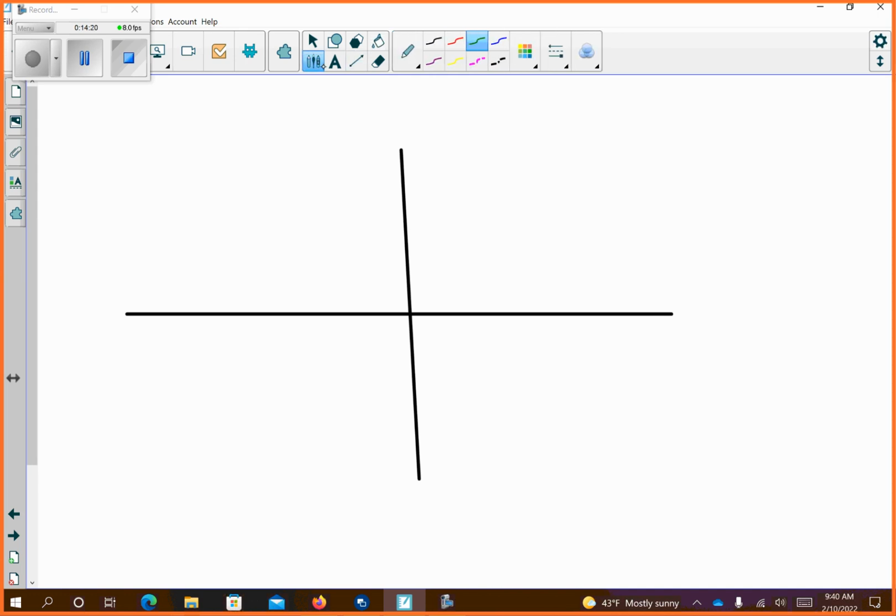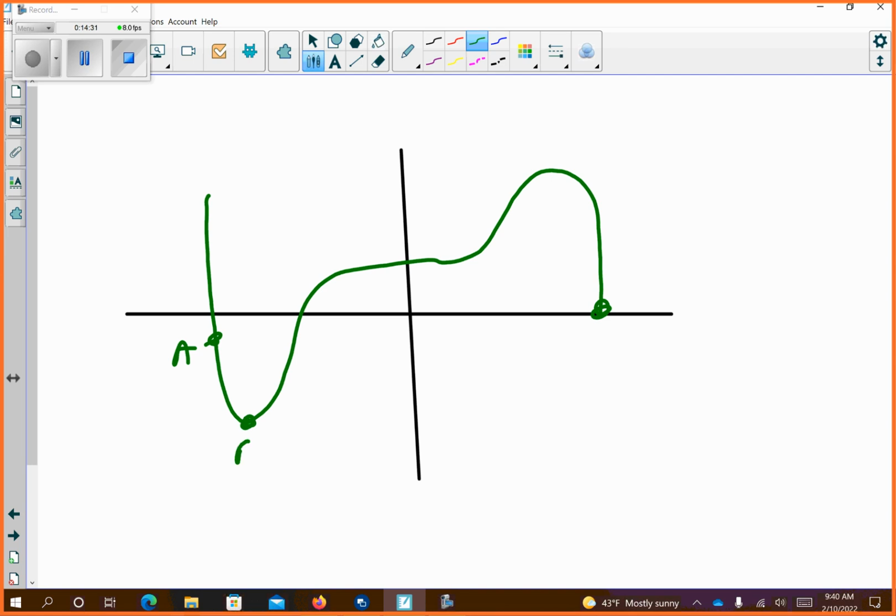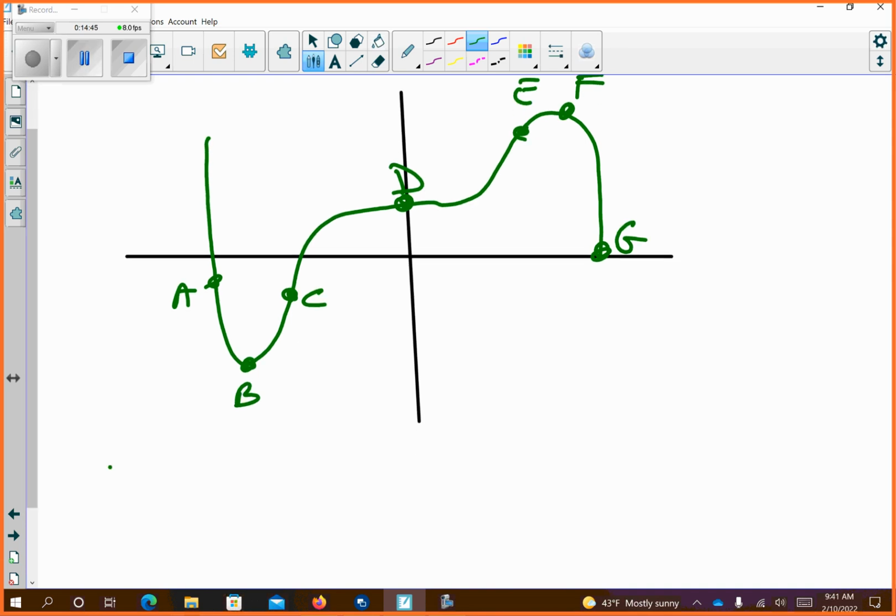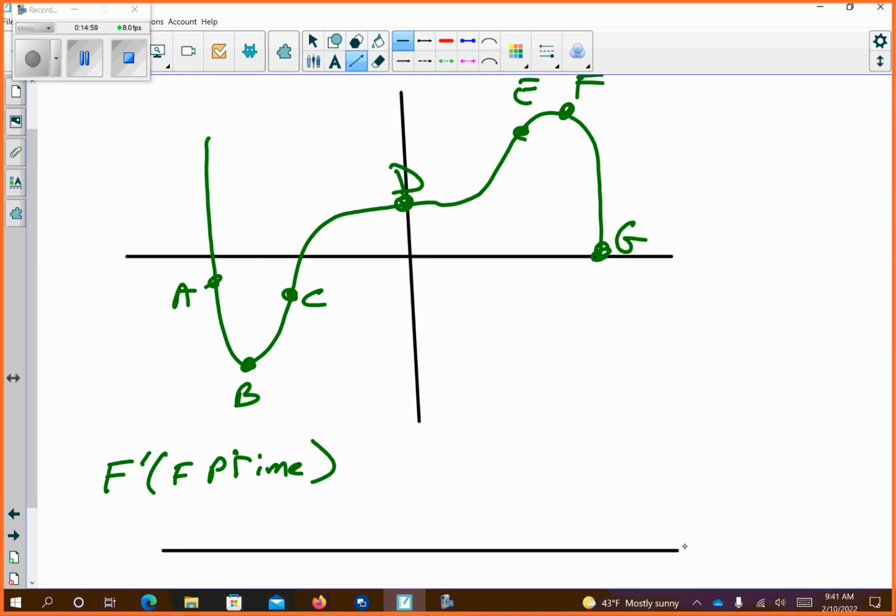So I'm going back to my very first graph. Okay. So we have A, B, C, D, E, F, and G. Then I'm going to do an F prime chart. Okay, they use capital F. They call this F prime. That means we're doing the derivative. So what an F prime chart does is it mimics our graph in one dimension.